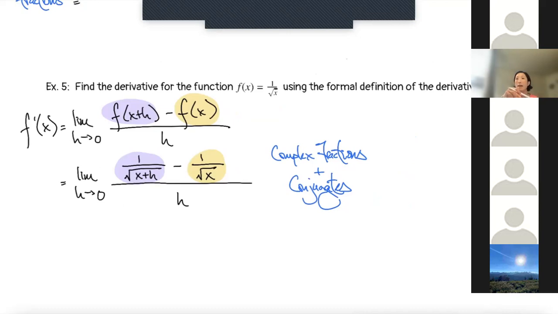Okay, and then in terms of this, I think you could do it in any order. I tend to get rid of the complex fractions first and then do the conjugate, but I would play around with that and see which order feels better for you.